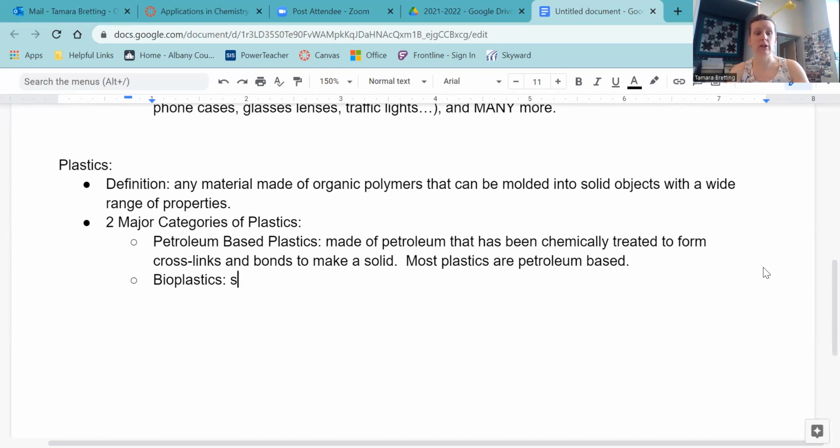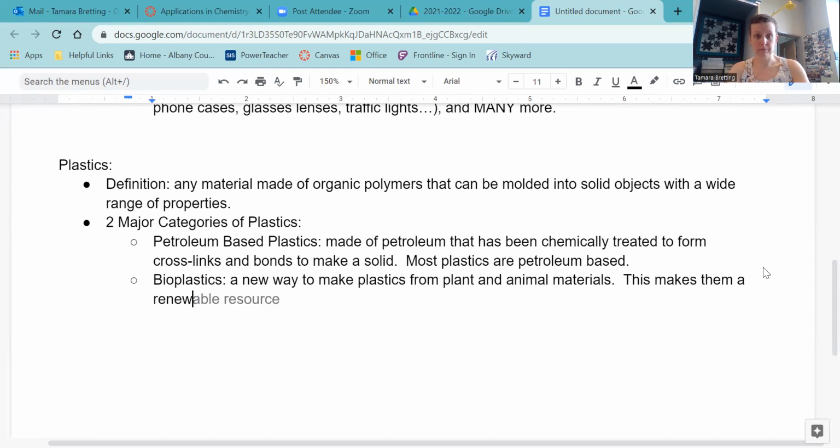So bioplastics are a new way to make plastics from plant and animal materials. This makes them a renewable resource. Okay? We don't have to rely on finding petroleum, which again has been buried in the ground for millions of years, and using the petroleum to make plastic. We can use plant and animal materials that we already have that we can grow and refresh in just a matter of a year or a couple of years in order to make these products.